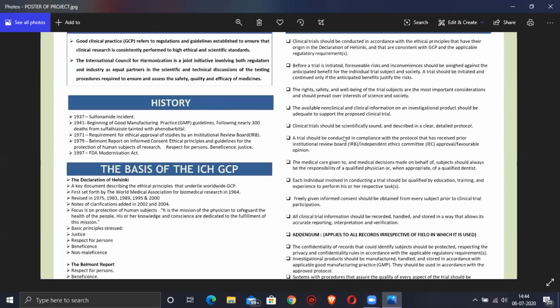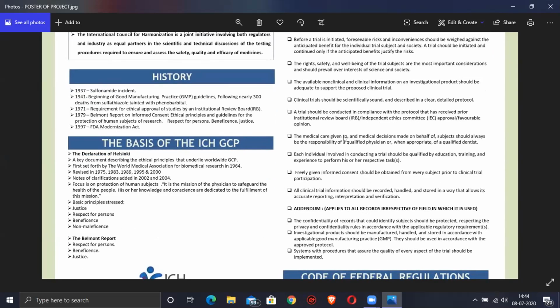Next, we have the availability of non-clinical and clinical information on an investigational product, which should be adequate to support the proposed clinical trial. Now, this basically means that a particular study has to have good background research done to support the claims that it is claiming to have accomplished or to accomplish in the future.